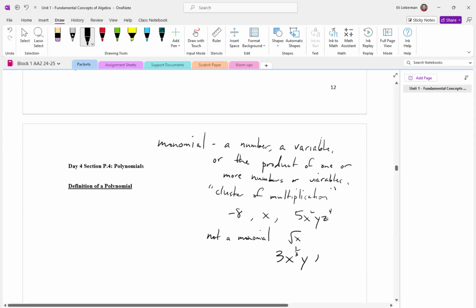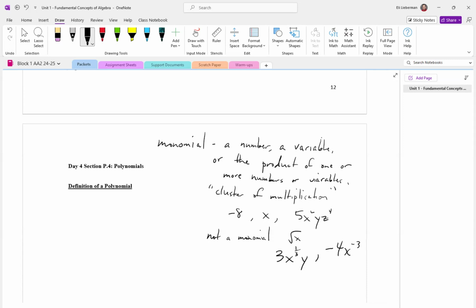Also, -4x to the -3rd power. Yes, Elise. The whole thing together has to be a monomial. It all has to qualify. But you're right. If that x to the 1/3 didn't exist, it would be a monomial. But they're all held together. They're bound by multiplication. They can't be separated.